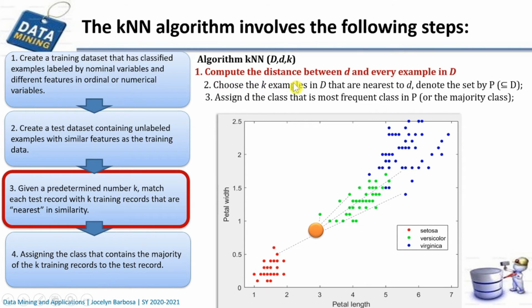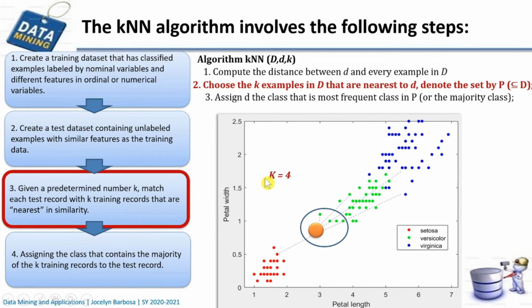So what we can do is compute the distance between this d and every example in D. These are the examples in our data set D, and I just randomly connected a broken line from this point to the instance d, and then we get the distance between this and another point, and so on, until we finish computing the distance of this new instance to each sample in D. So next is to choose the K examples in D that are nearest to this new instance d, as you can see here.